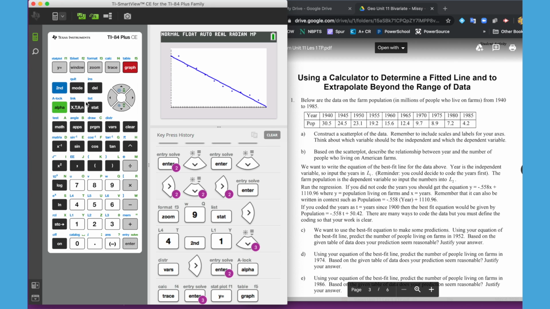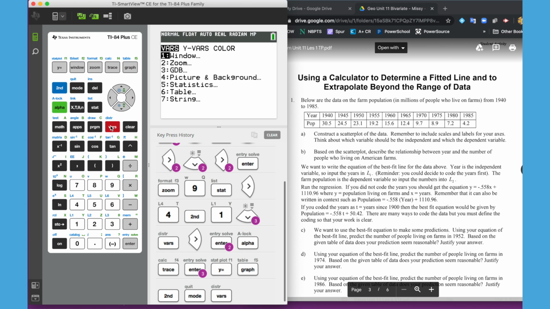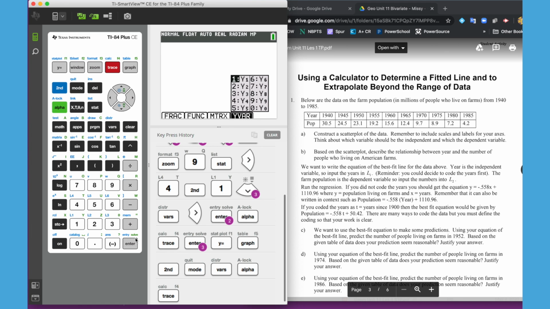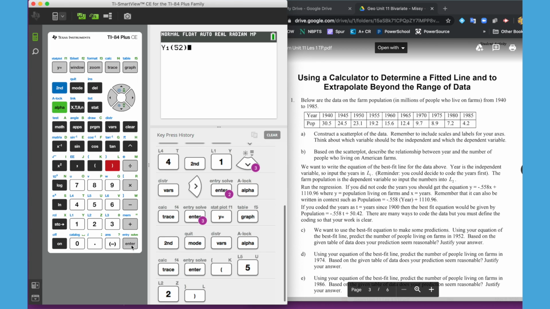I can hit second quit and go to vars. Well, let's do the shortcut: alpha F4, pick Y1, parentheses, I want 1952, and hit enter. I would predict it to be 21.39 or 21.4 million people lived on a farm. That is the predicted value. Obviously, we don't have the exact value because it's not on the chart, but that is the predicted value.